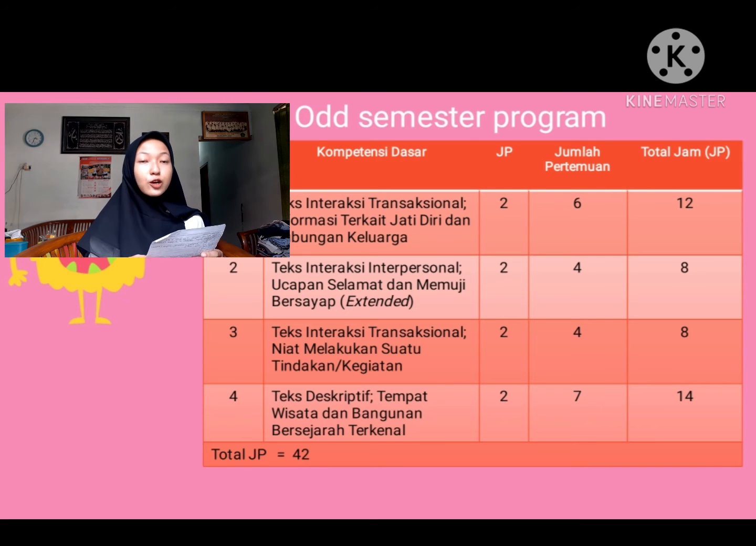And basic competency number 3: the number of meetings is 4 and the number of lessons is 2, so 4 times 2 is 8. And the last basic competency: the number of meetings is 7 and the number of lessons is 2, so 7 times 2 is 14. So the number of lesson hours in the first semester is 42 hours.